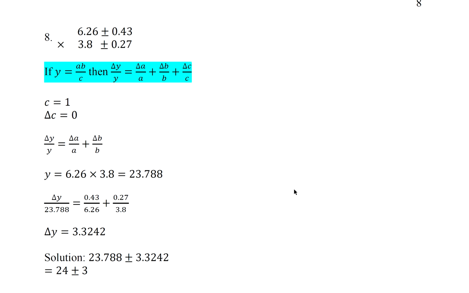Question 8, same thing. When we're multiplying or dividing, we're going to use this equation. And since we're multiplying, c is going to equal 1. So delta c is 0. So the first thing we have to do is solve for y. Second step, we're going to plug in everything into the equation and solve for delta y.